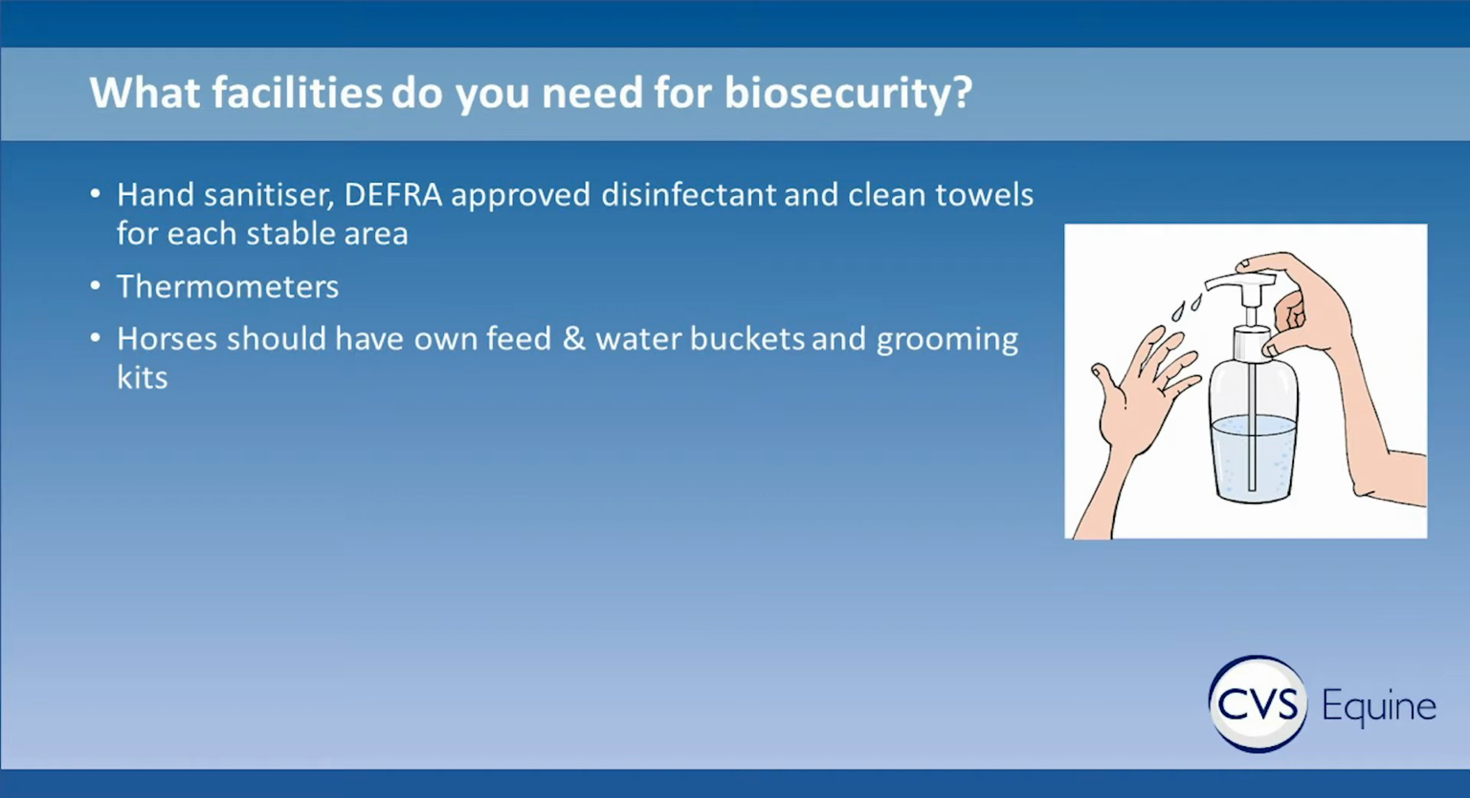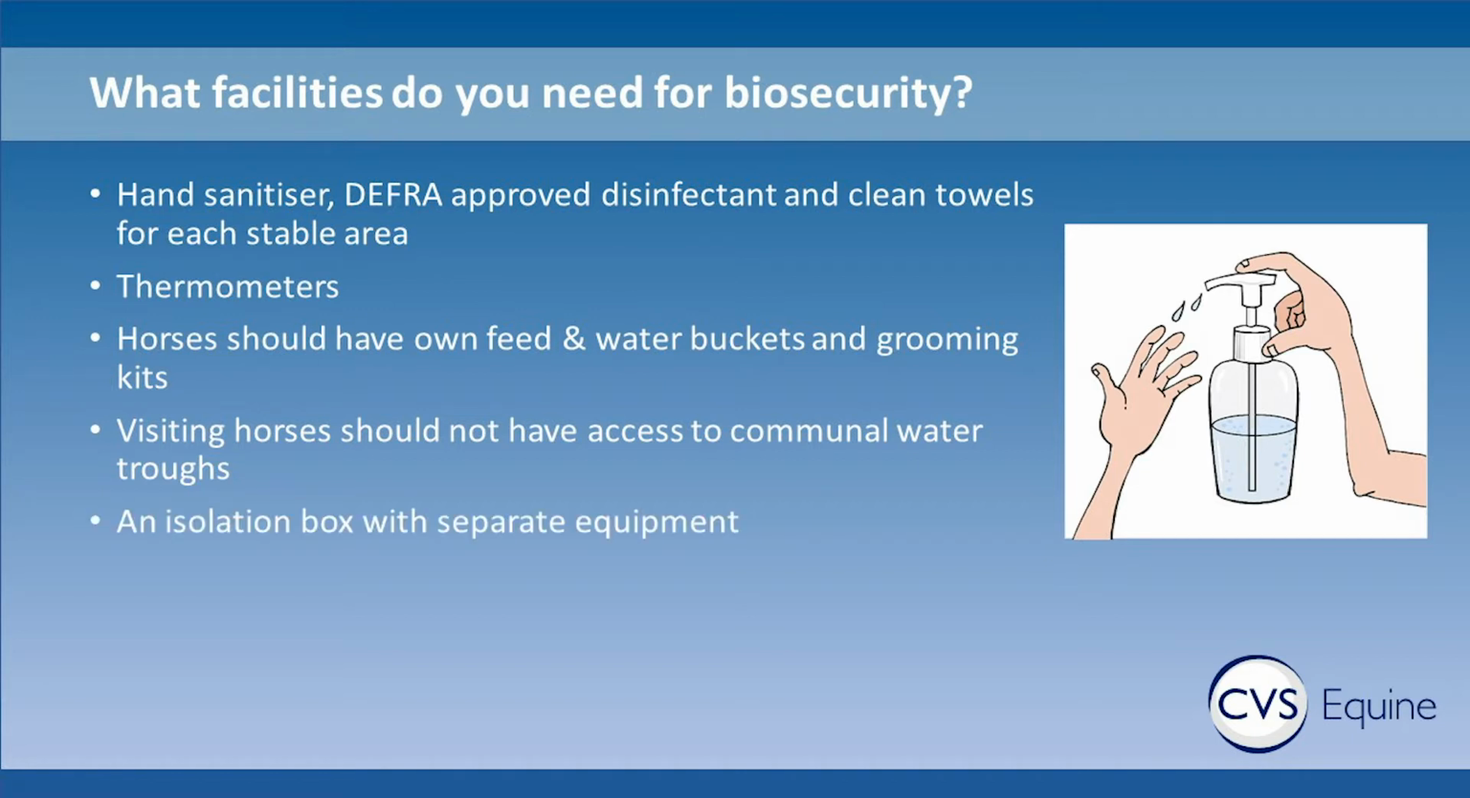It is important to avoid cross-contamination or indirect contact between horses, so each horse should have their own labeled feeds, bucket, and grooming kit. For this reason, it's very important that visiting horses should not have access to communal water troughs. As we will discuss later on, it is highly recommended to have an isolation box with separate equipment where we could potentially store these new horses or new arrivals and all of those horses that we will classify later as a high risk.